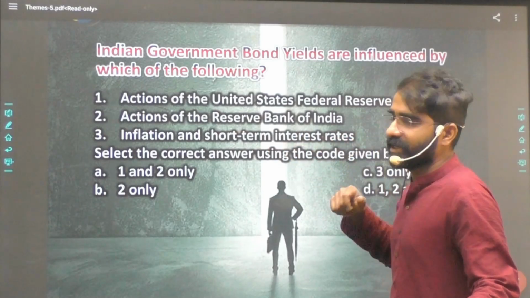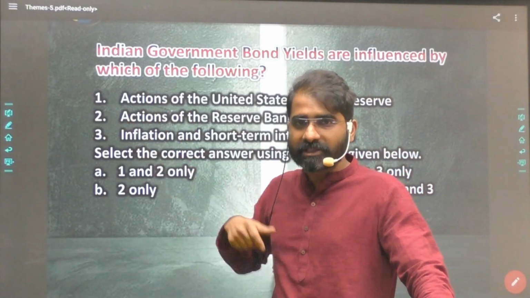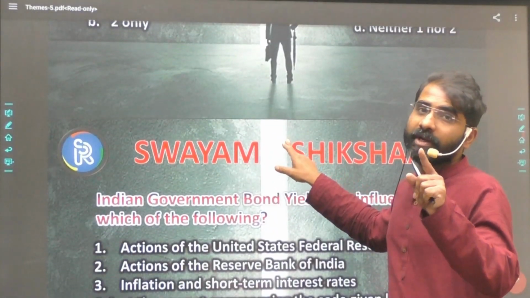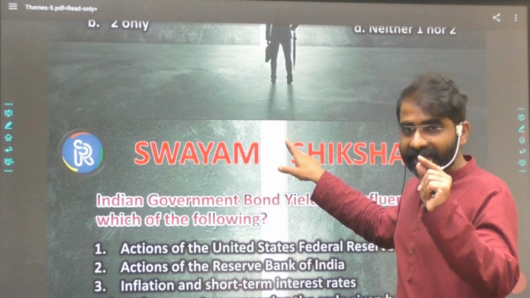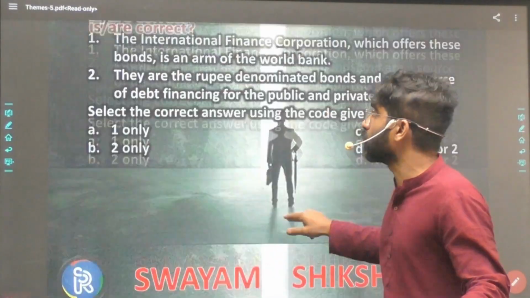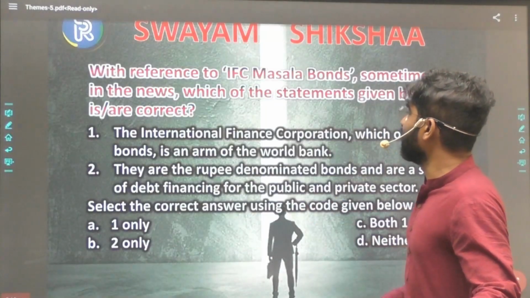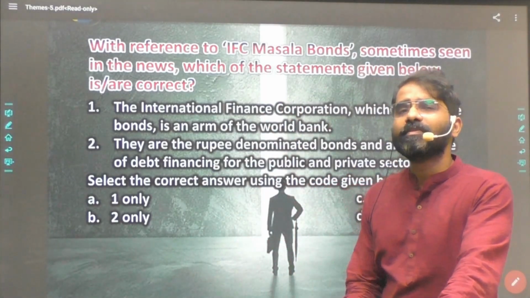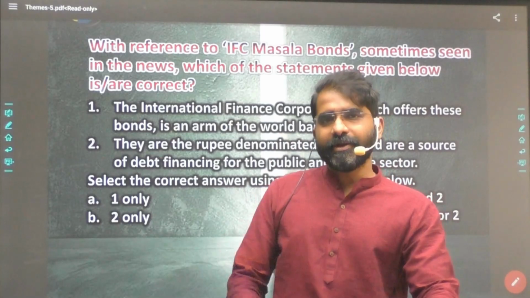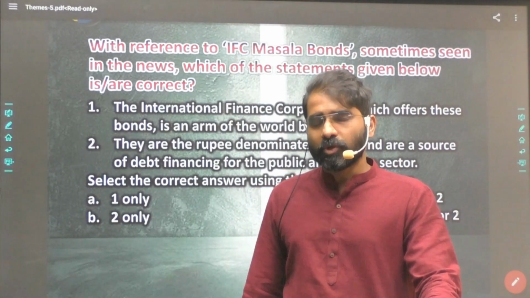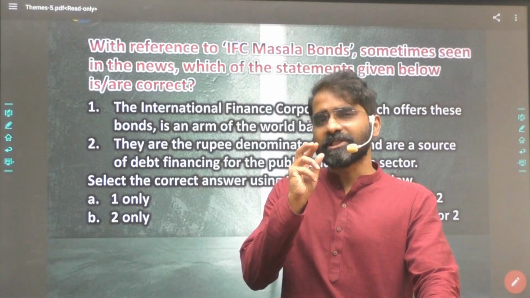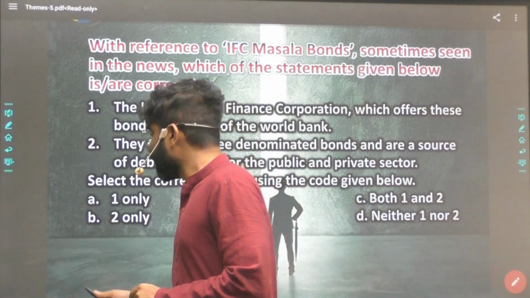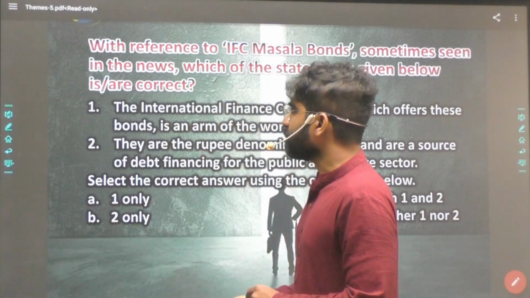Inflation and short-term interest rates, definitely yes, we have understood the concept already. Inflation also has an impact on bond yields. And an inverted bond yield will indicate that a recession is about to come. Now, this was an earlier question, about the masala bond. That was the time when masala bonds were in the news, and therefore they asked about masala bonds. Masala bonds are rupee denominated bonds issued in other countries.